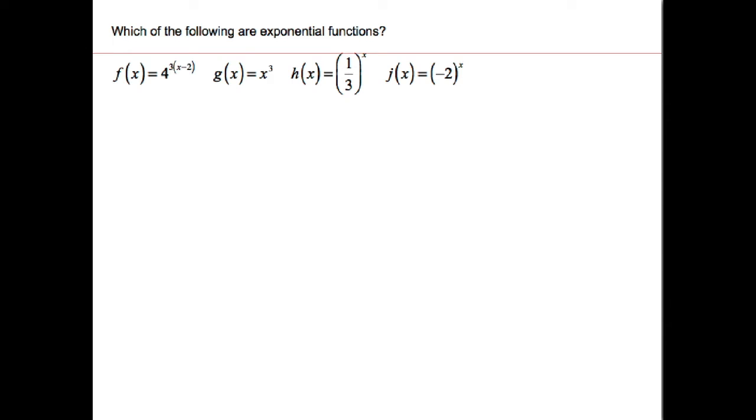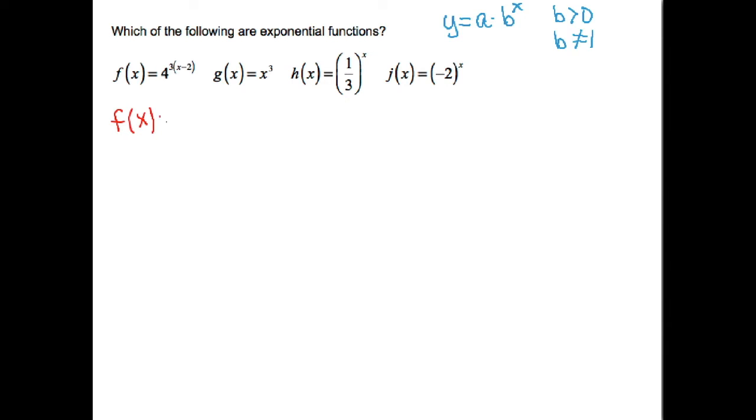Which of the following are exponential functions? An exponential function could be written y is equal to a times b to the x. So the variable appears in the exponent, and the base must be positive and not equal to 1. First, I'm going to start with the function f and rewrite it so that I distribute the 3 in the exponent. I'll have 4 to the 3x, and then 3 times negative 2 is negative 6.